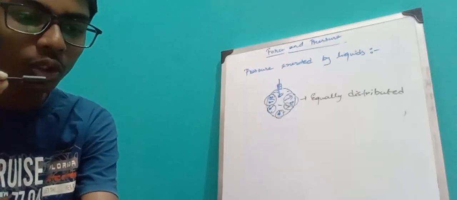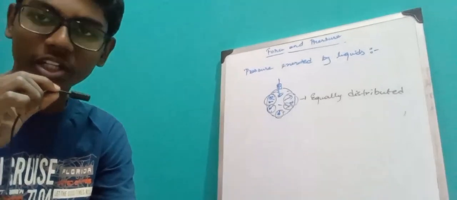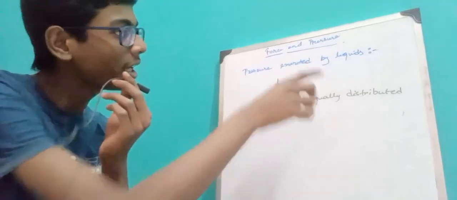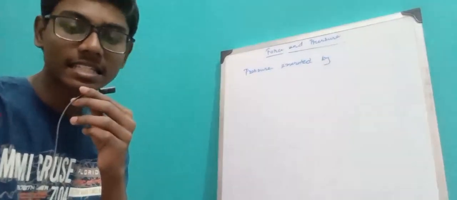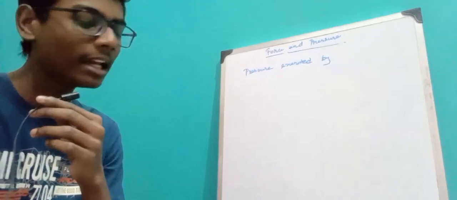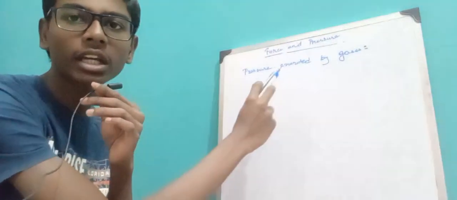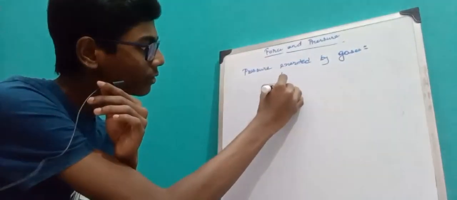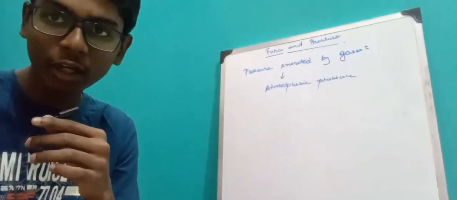Now let us come to the pressure exerted by gases, atmospheric pressure, and this is our last topic. Okay, atmospheric pressure. Now this was the pressure exerted by liquid. Now we will be seeing pressure exerted by gases. So pressure exerted by gases. Now we have a term called atmospheric pressure. Okay. Now let me read out one thing.